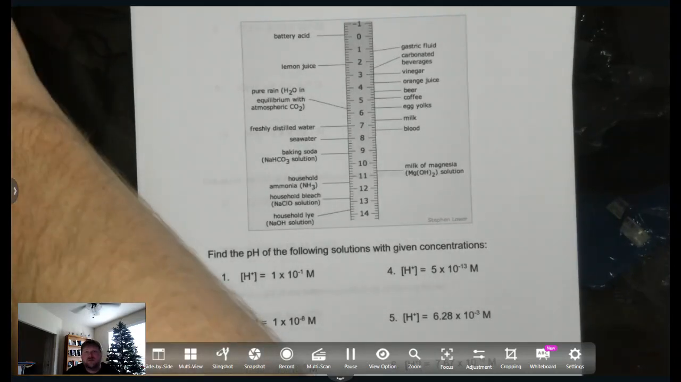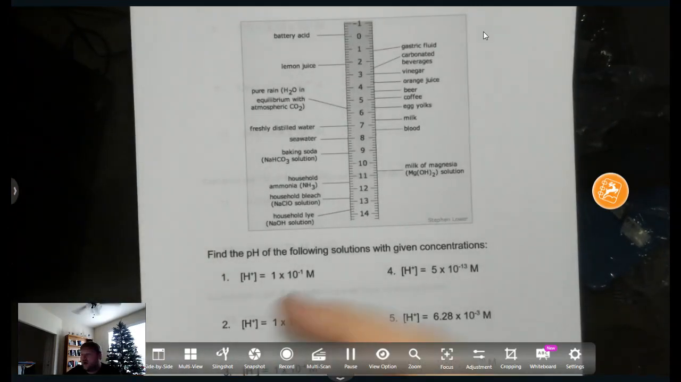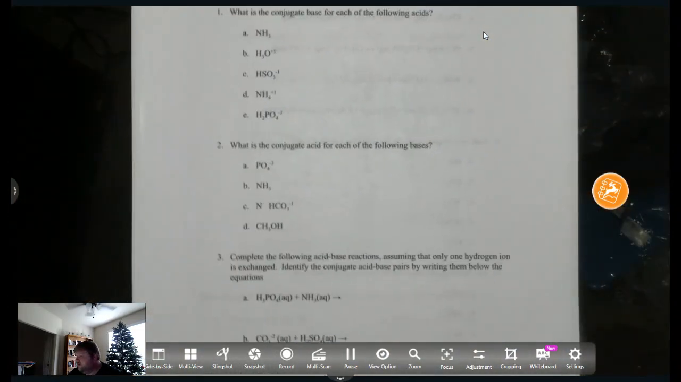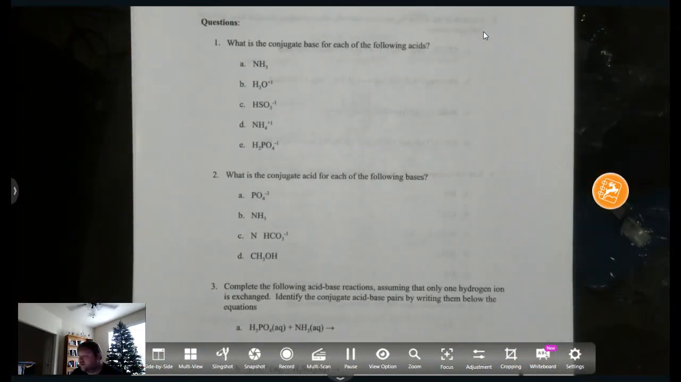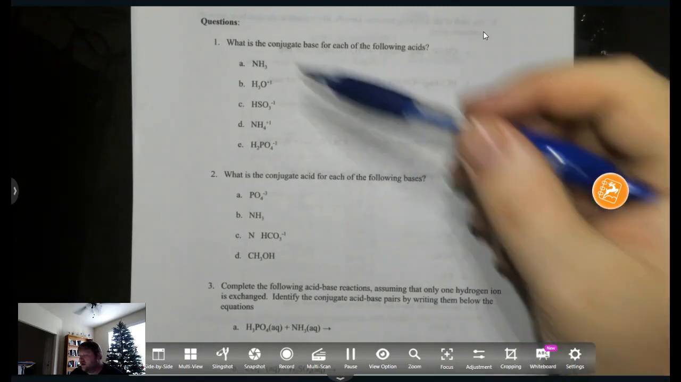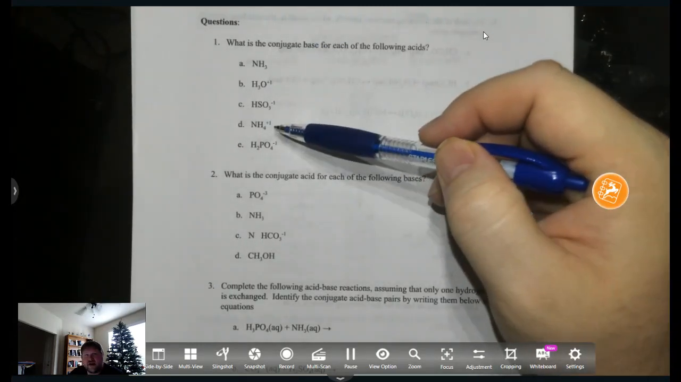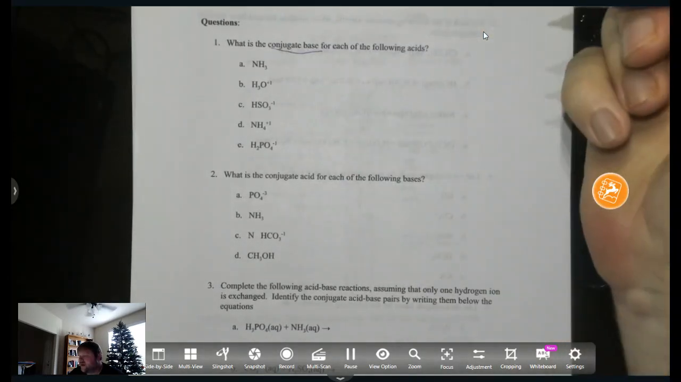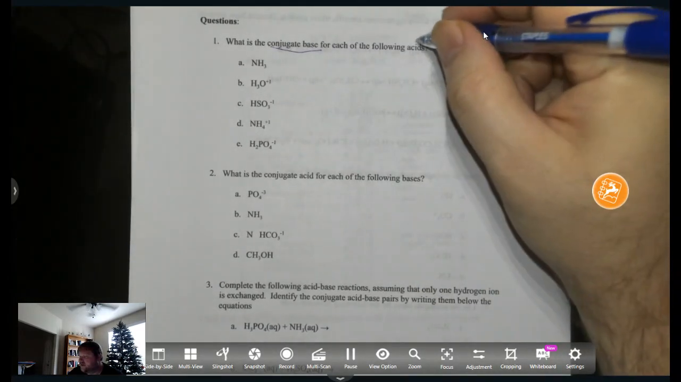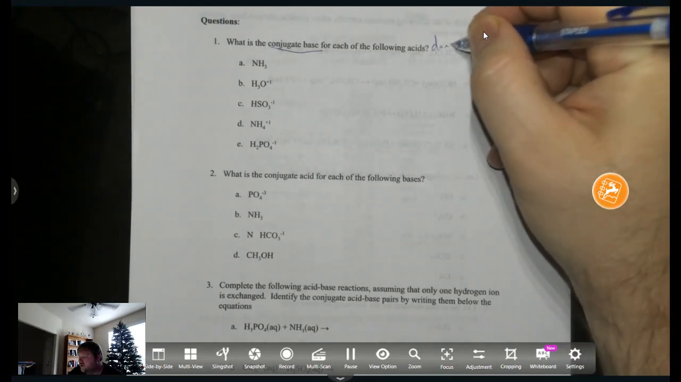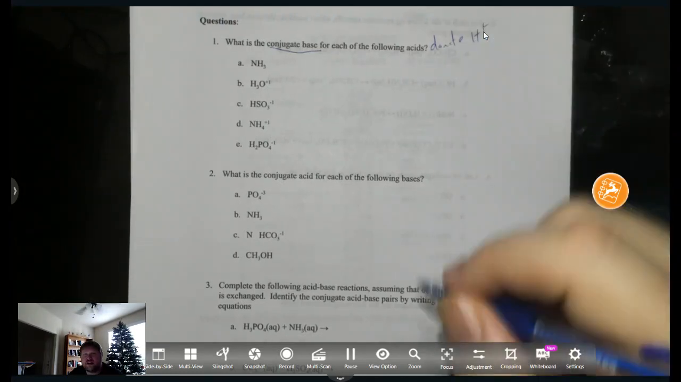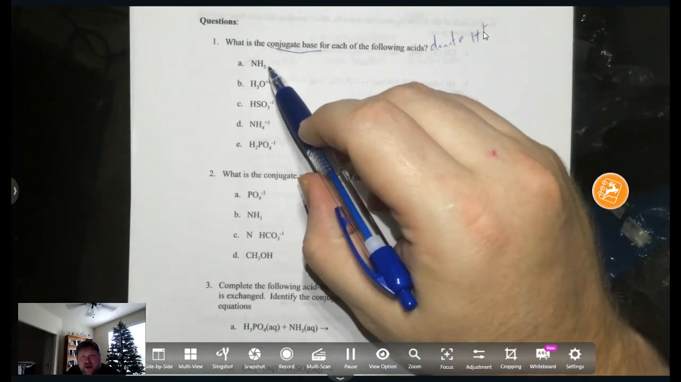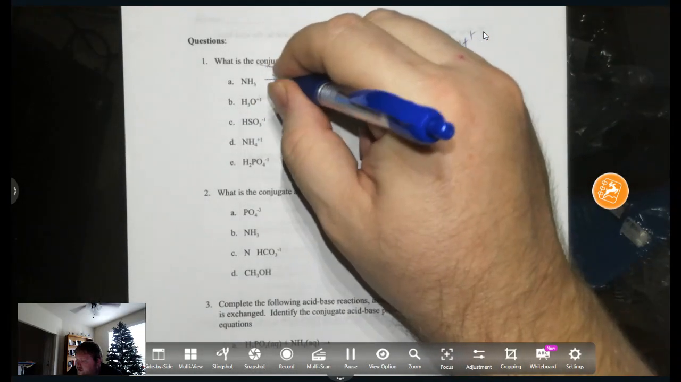So let's do some quick practice here with conjugates. I'm not going to do this whole worksheet, but I thought it would be good just to practice a few. In number 1 here, I've given you 5 acids. So let's figure out the conjugate base for these 5 acids. Remember what an acid does. Acids donate H positive. In other words, they give it away. So really all we have to do is remove an H positive from each of these acids.